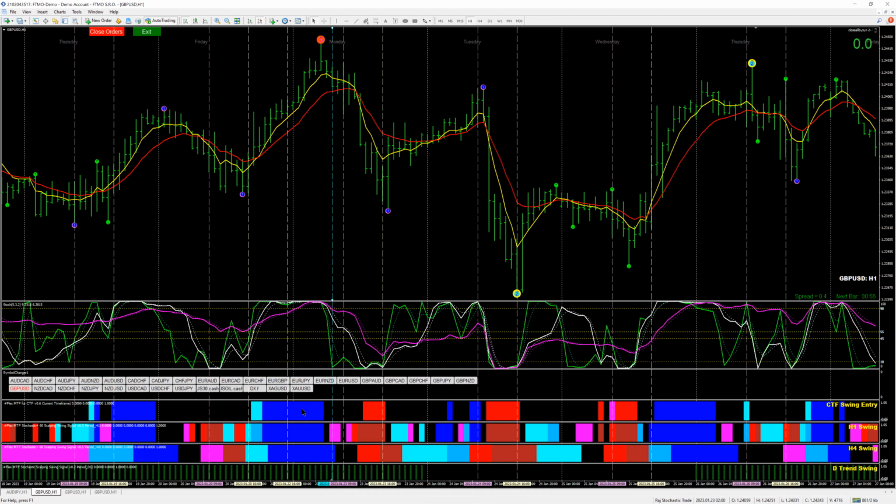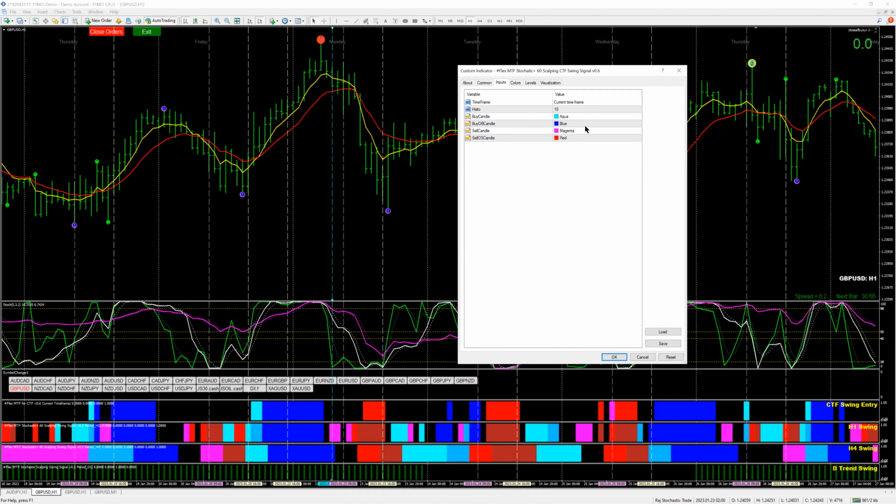Let me show you the inputs. So this is the current time frame. The histo width is 10, and that's all you need, is the bullish. This is graduating from below 80 to above 80, and this is above 20 to below 20. That's all you need to know.